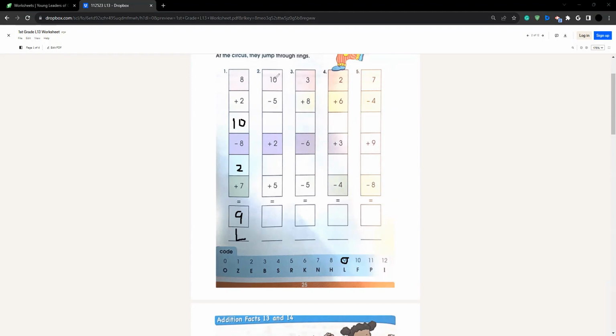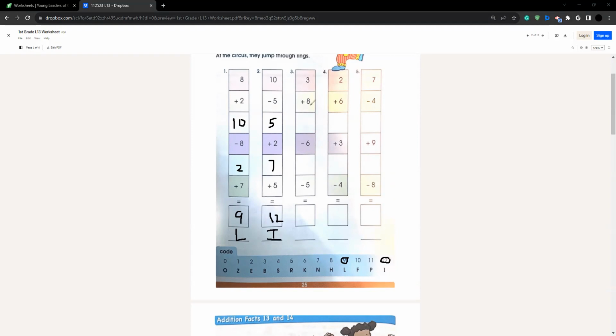And we do number 2. 10 minus 5 is just 5, plus 2, 5 plus 2 is 7, and then 7 plus 5 is 12. So we put 12, we look at the code, and then it's I.